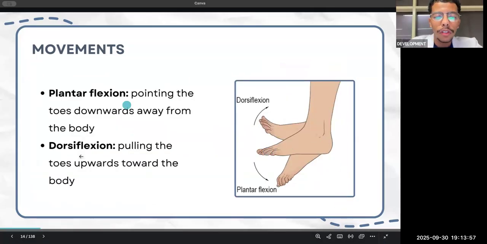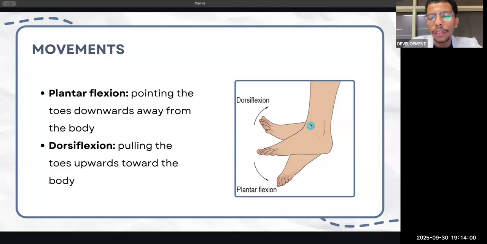Now, these two movements happen only at the foot. Okay. So when you flex your foot upwards towards your body, that is called dorsiflexion. Okay. And when you flex your toes and point them, you know how ballerinas stand on their tippy toes, that is called plantar flexion. Okay. So pointing your toes downwards away from your body, that is plantar flexion. Towards your body or upwards, it's called dorsiflexion.